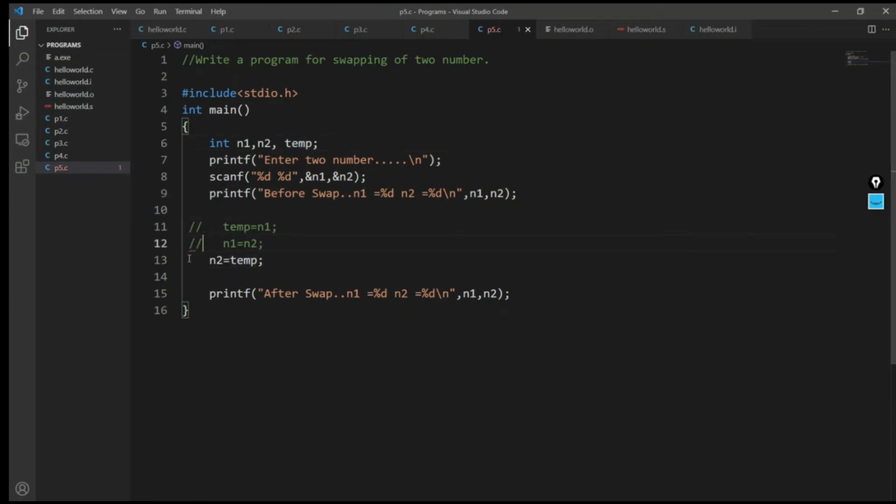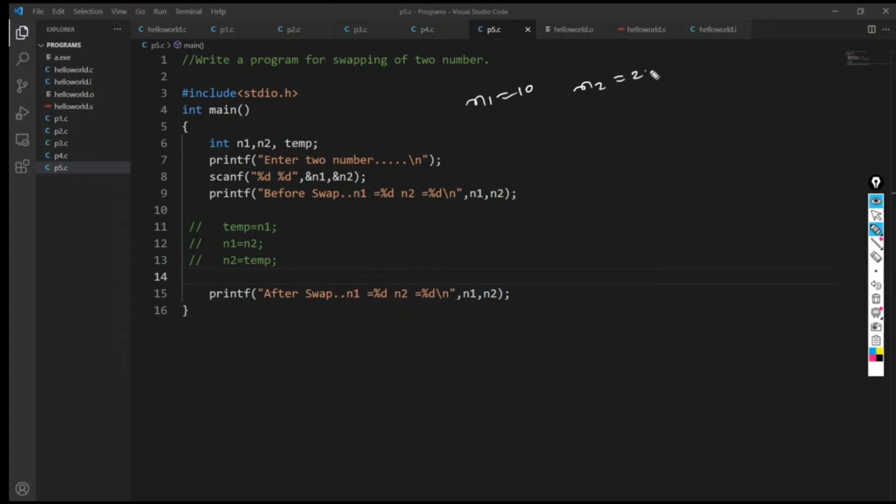My first logic. Pooja has already given us the logic. Suppose I have two numbers. Number one is equal to 10, number two is equal to 20. So what will I do? I will first do the addition of both, and I will store it into number 1 only. So number 1 is equal to number 1 plus number 2.